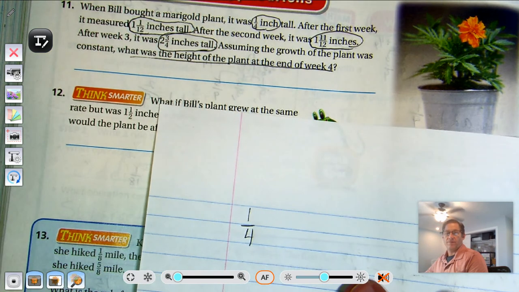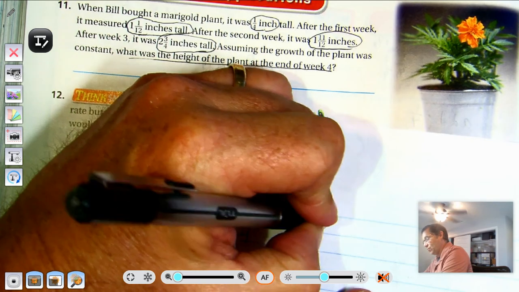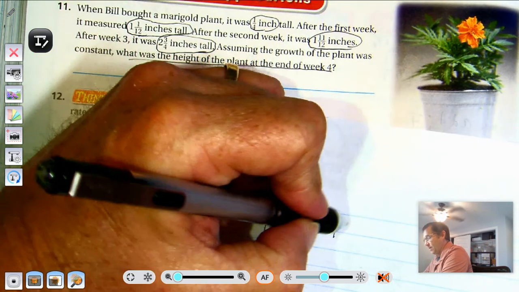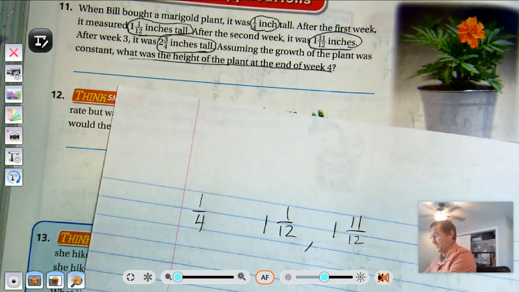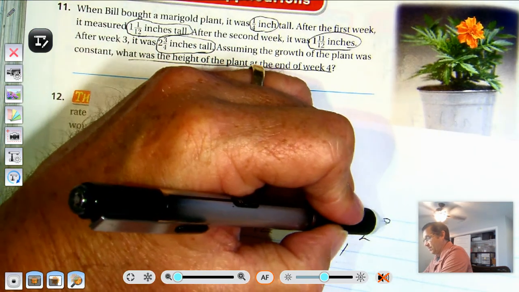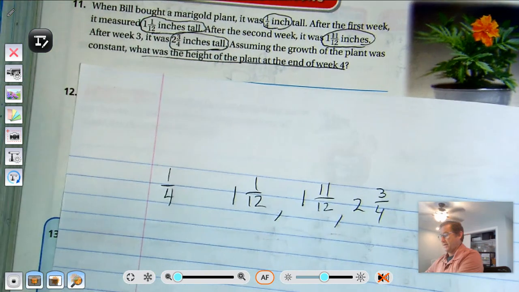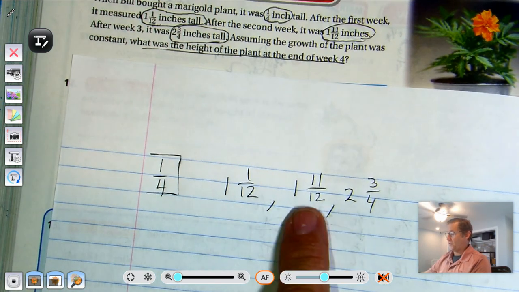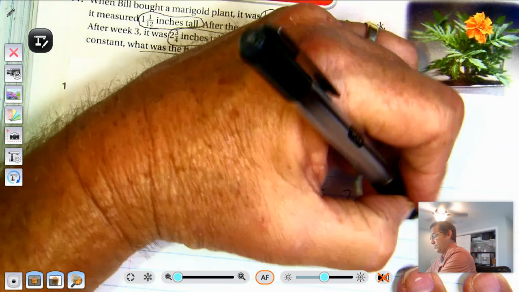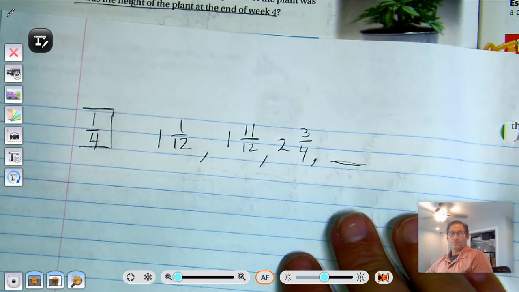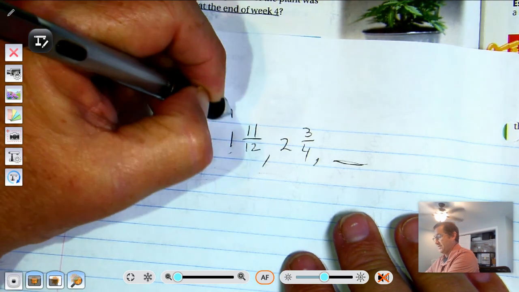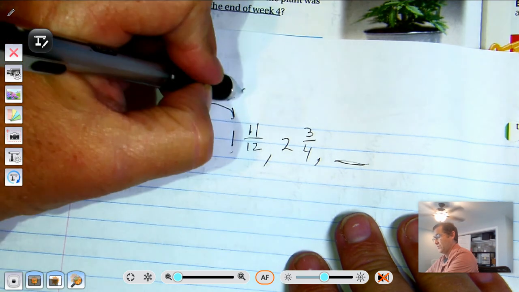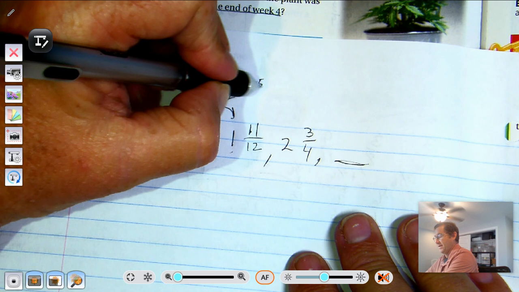Okay, so it started at 1/4. At the end of 1 week, it was 1 and 1/12. At the end of week 2, 1 and 11/12. At the end of week 3, 2 and 3/4. Okay, so the 1/4 is not a week. That's what it was when he bought it. So week 1, week 2, week 3, we have to find week 4. Well, to go from here to here, that's an easy one to tell. 1/12 to 11/12 is 10/12, or divide by 2, 5/6.